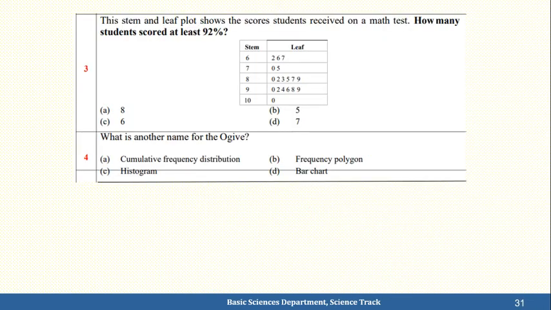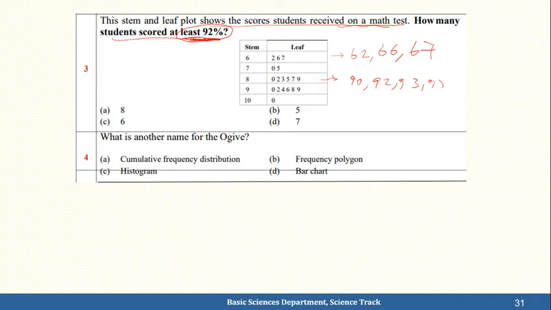Now the stem and leaf plot shows the scores the students received on a math test. How many students scored at least 92%? Here the leaf, from here you can write the scores here, 62, 66, 67, and we are interested in 92 and above. So here are the grades starting with 9, 92, 93, 95, 96, no, 97 and 99.